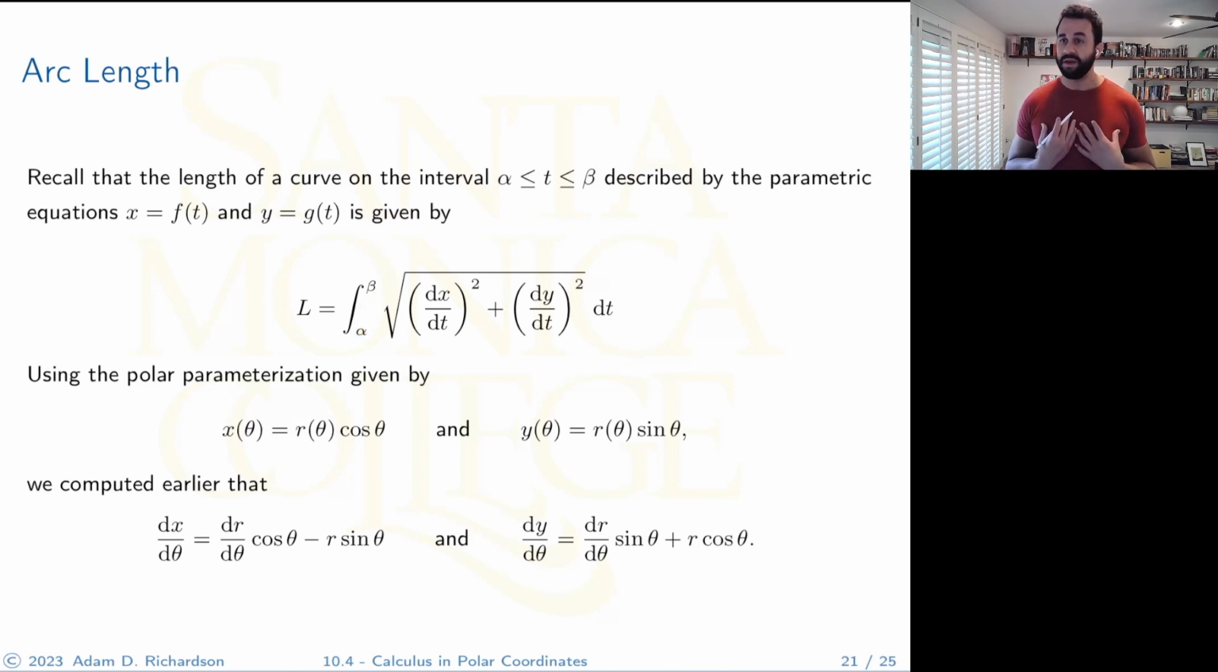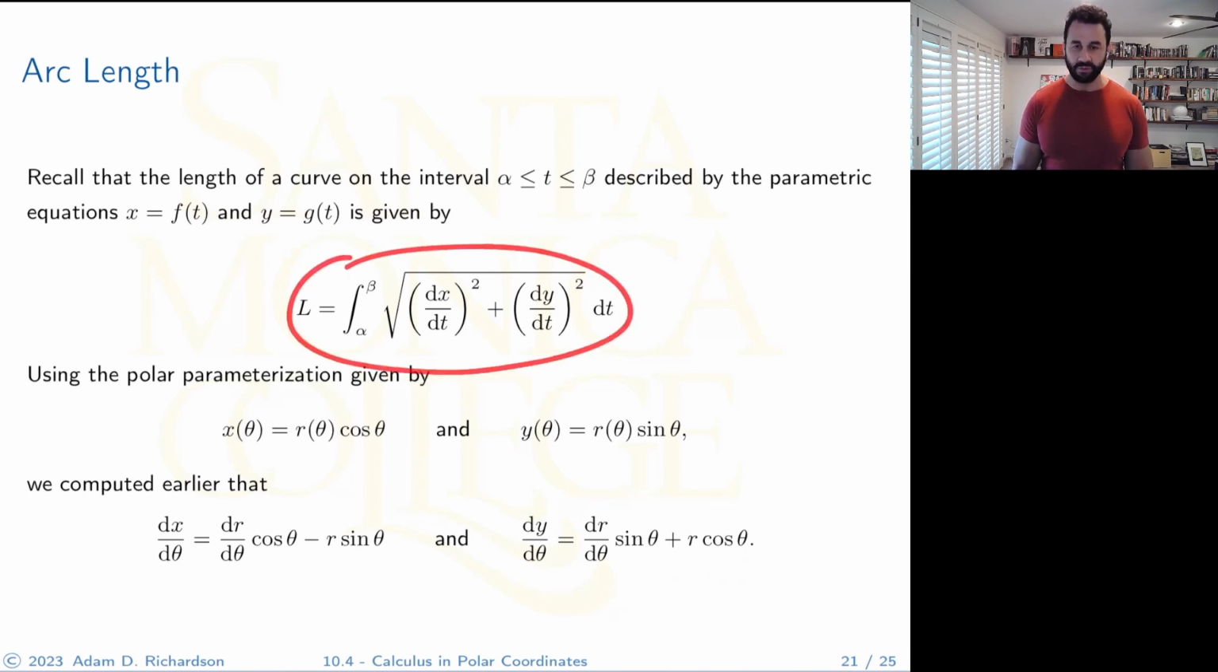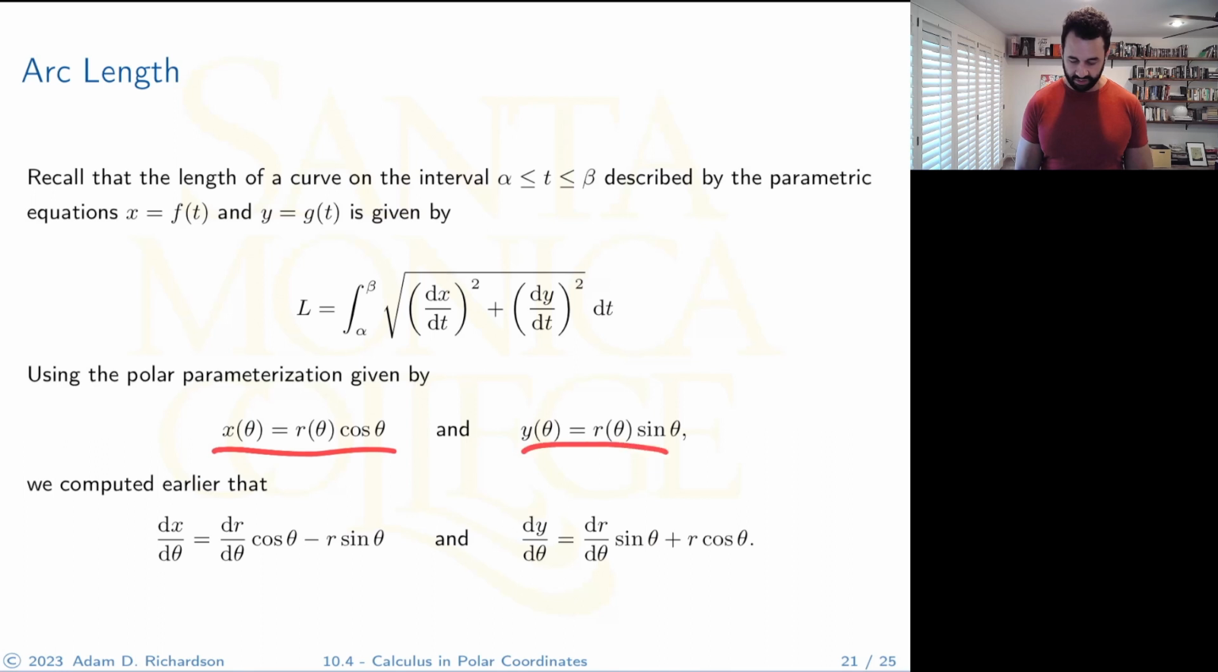Well, remember our parametric equations are these, right? So we parameterized everything in terms of polar coordinates. So this is x and this is y. We also computed earlier that dx d theta is that and dy d theta is this. So now using this general formula, we can plug in what we know and simplify to get the formula for polar coordinates.